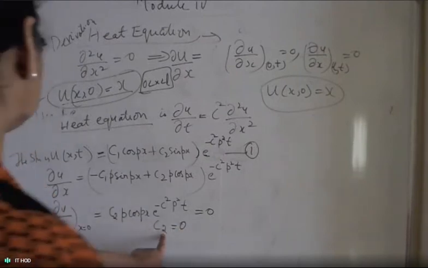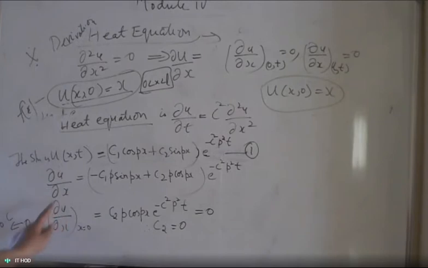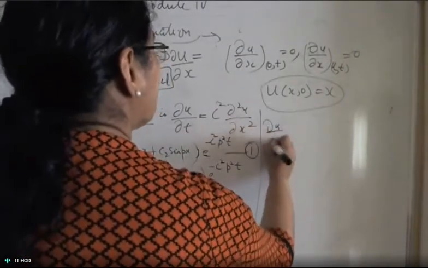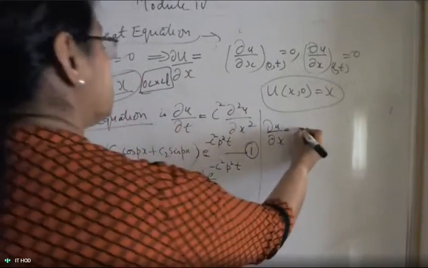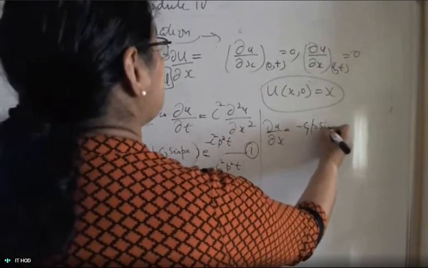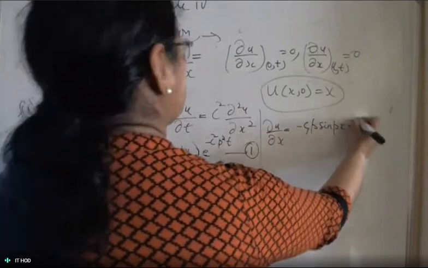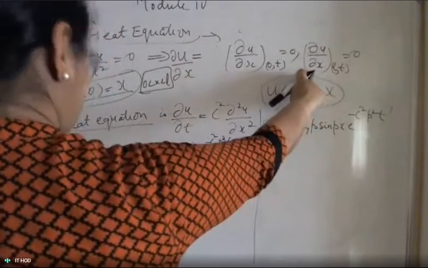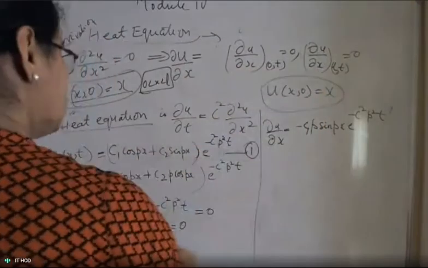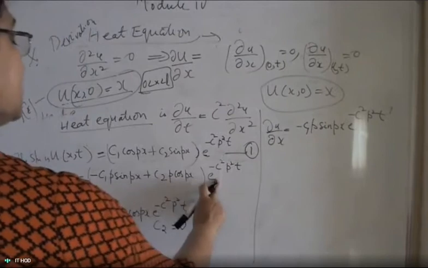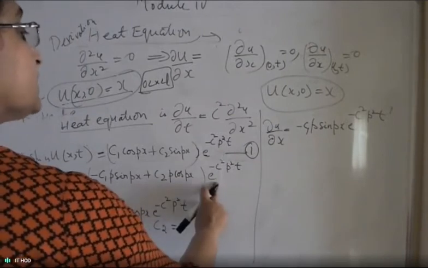Now, once you got C2 equal to 0, you can write ∂u/∂x as minus C1 p sin px times e raised to minus c square p square t, because you are going to use this again one more time. So once you got C2 equal to 0, we are just writing ∂u/∂x is equal to minus C1 p sin px e raised to this.